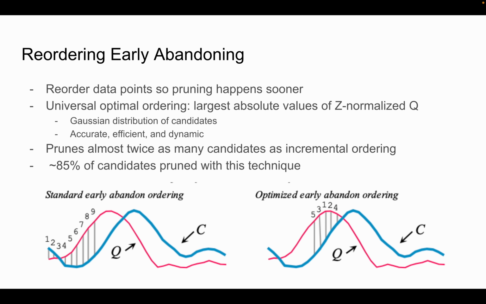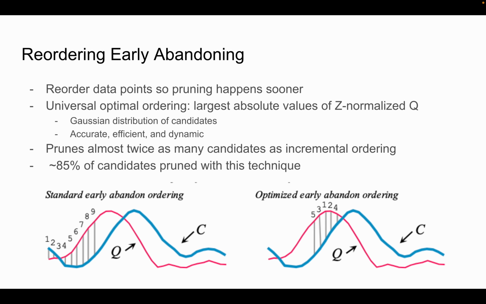In other words, by using an optimal ordering of the data points, fewer data points will have to be searched and calculated on in order to deem the candidate inadequate. The candidate can be pruned off earlier without having to do computations on as many data points.